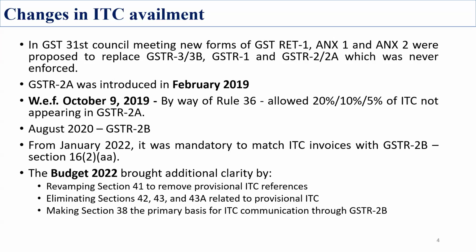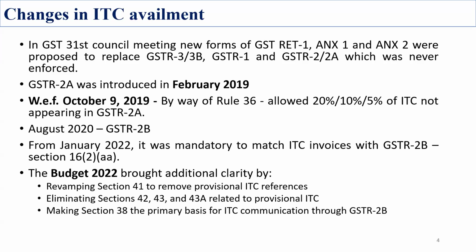Later, in February 2019, GSTR 2A came into the picture, and with effect from October 2019, Rule 36 was amended, saying that input tax credit can be availed only to the extent available in GSTR 2A, with an additional 20% allowed even if not appearing in 2A. That was reduced to 10%, then 5%, and later omitted. In August 2020, the GSTR 2B form was introduced.